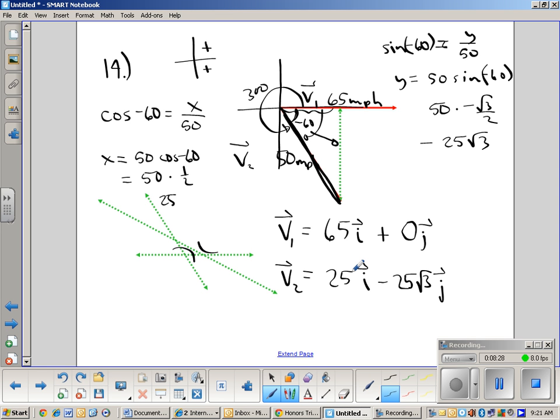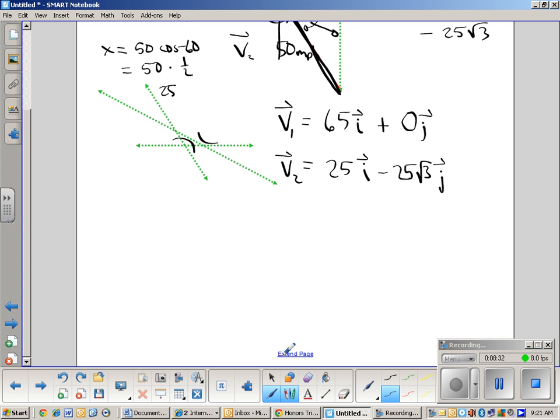So those are our vectors in unit vector form. The question now is, how do I find the resultant of two vectors? We add them, right? We add them, and so our resultant vector is going to be the sum of these. So 90i minus 25 square root 3j. So that's our resultant vector.